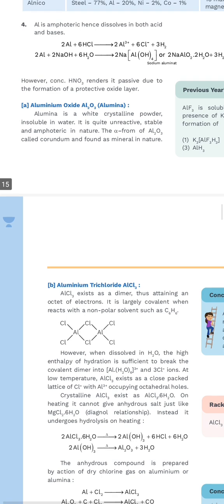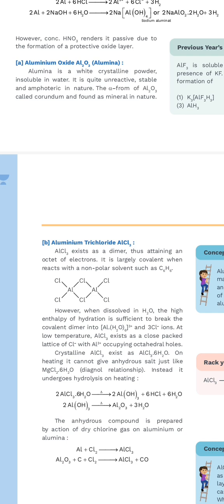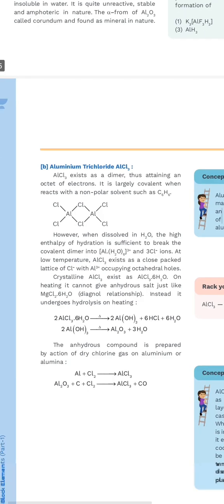Aluminium oxide, alumina. Alumina is a white crystalline powder insoluble in water. It is quite unreactive, stable, and amphoteric in nature. The alpha form of aluminium oxide is called corundum and is found as a mineral in nature.